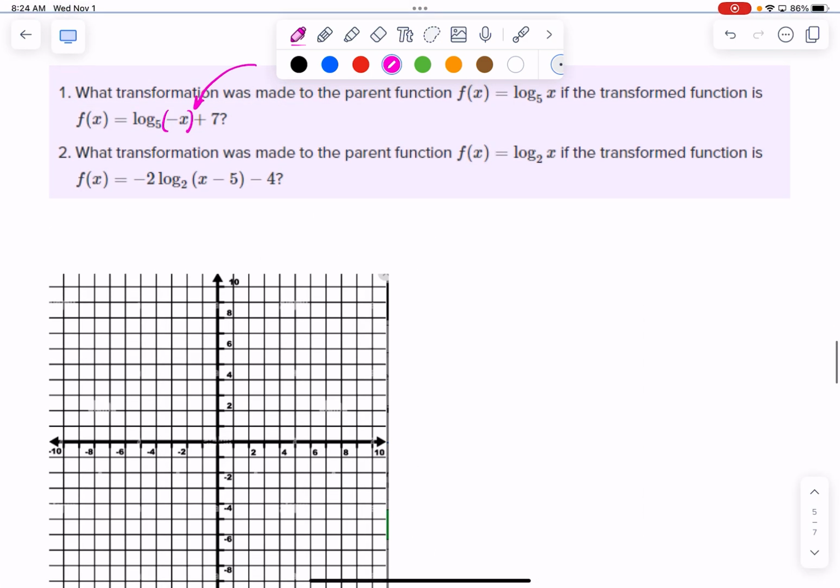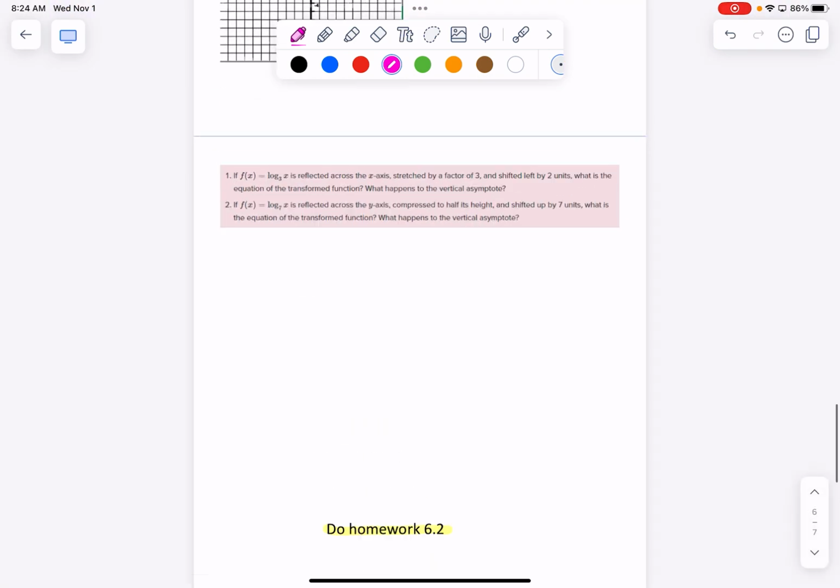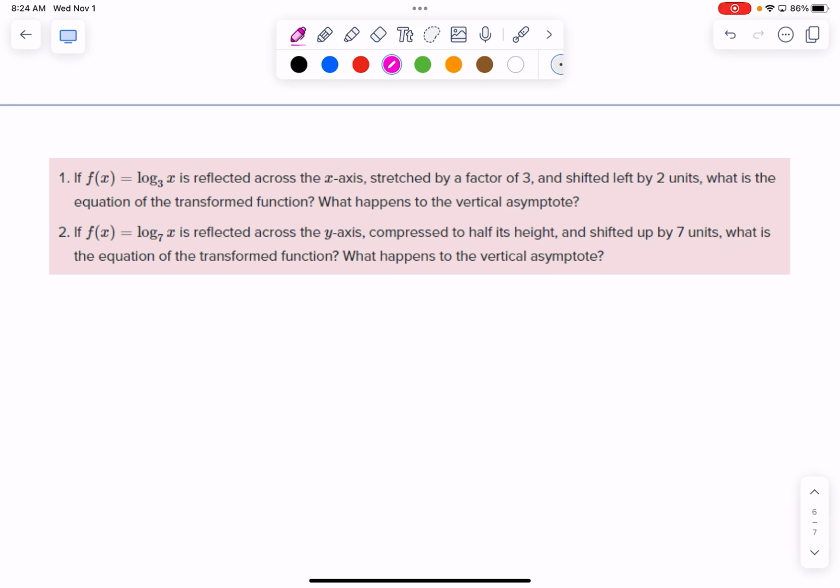Do you guys need to see another log graph, or do you feel okay about graphing a log? You write down the parent function. You then do the exponential parent function, right? Get the points and do what with them? Switch them, and then do the transformation of those points. Okay, I'm willing to do more if you feel like you need more. And then it just says, okay, write the equation. I'm only going to do one of these.